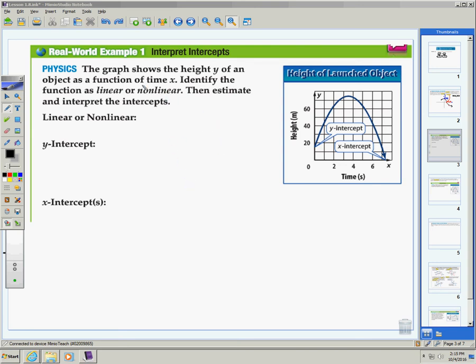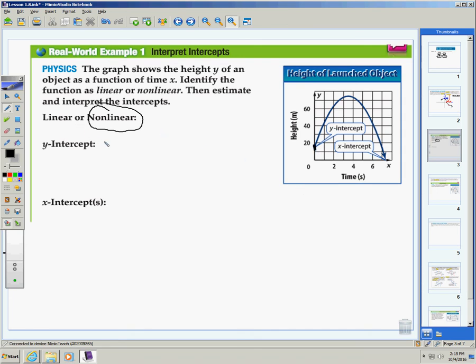If it's linear, it would be a straight line. And obviously this is not a straight line, it is curved, so I can say it is nonlinear. Now that I know it's nonlinear, I want to estimate and interpret the intercepts. So the first intercept I want to find is the y-intercept. Remember, the y-intercept is where it crosses the y-axis.